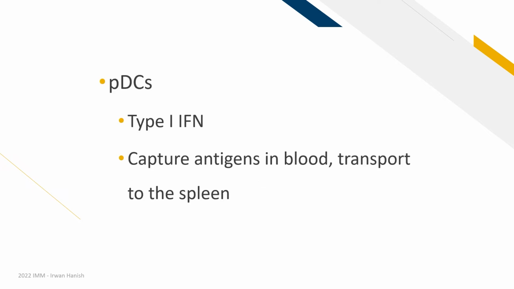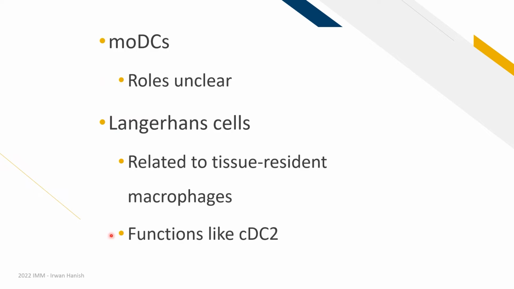Plasmacytoid DCs release type 1 interferon, useful for viral infection. PDCs also take antigens in the blood and bring them to the spleen. For monocyte-derived DCs, they can be found in inflammatory conditions, but we're not sure what they do. Langerhans cells are found on epidermis and seem to work a lot with macrophages. Their function is suggested to be similar to CDC2, which is presenting antigen to CD4 positive T cells.